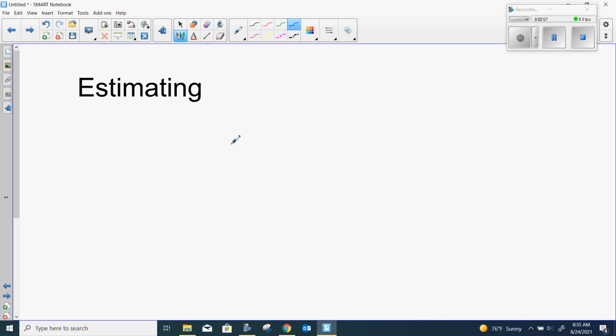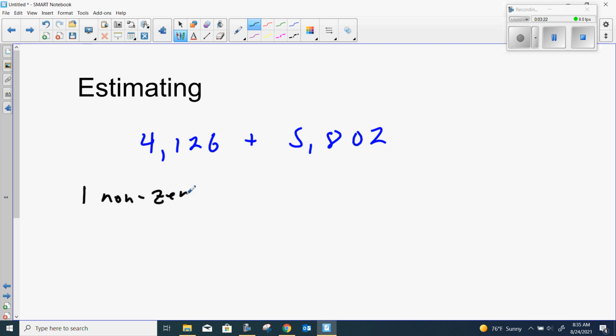So let's take a number, 4,126, and add it to 5,802. And of course, left to right, top to bottom, all that good stuff. When we're estimating, there's something we have to understand, and that is one non-zero digit. That may be vocabulary that's a little new for everybody.